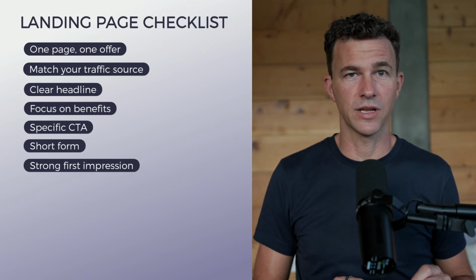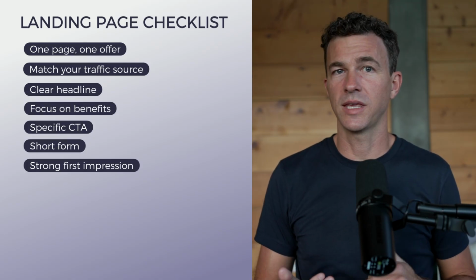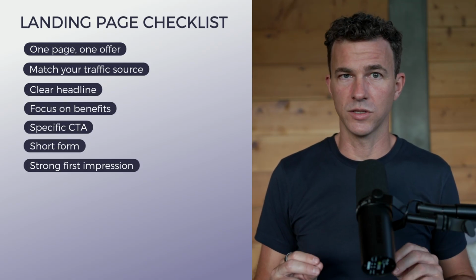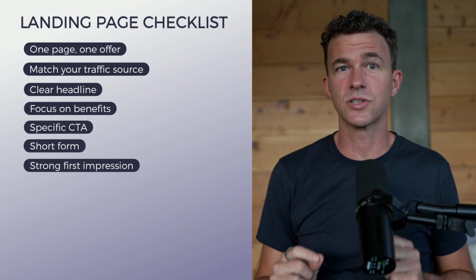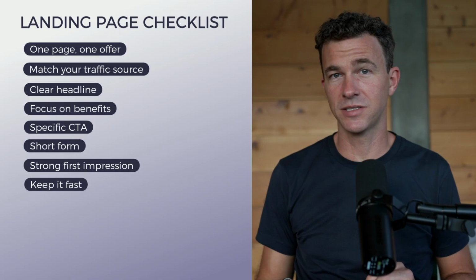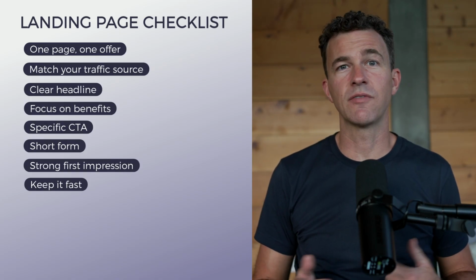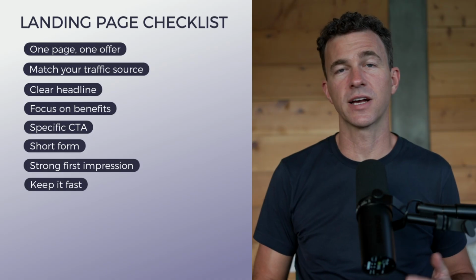Win the first impression. Everything that matters should be visible before anyone scrolls: the headline, what they get, and the form, all on screen at once. That top part, the hero section, is also called above the fold. And keep it fast. Don't drop in some giant heavy image that takes a few seconds to load, because people won't wait. According to Unbounce, 70% of consumers say load time affects whether they buy.